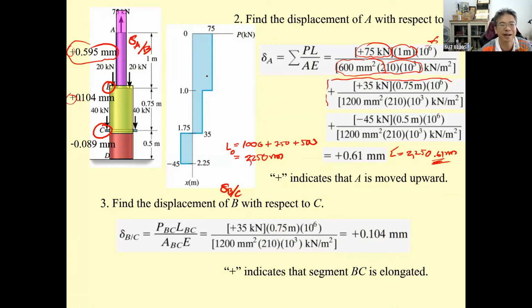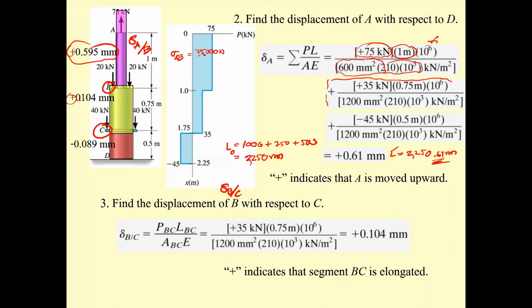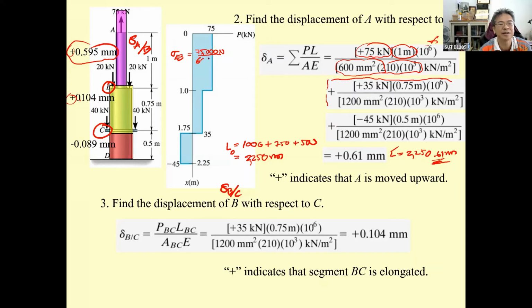How about the stress? This is going to be sigma sub AB, which is 75,000 Newton divided by 600 square millimeter. What we have is 750 divided by 6. That's it, 125. This is going to be 125 megapascal, and it is a tensile stress.